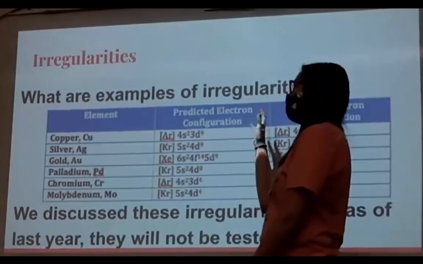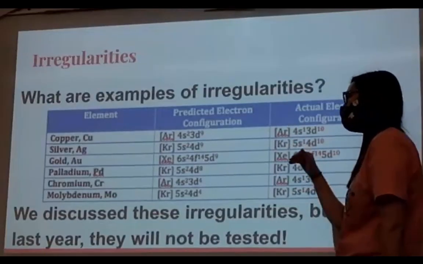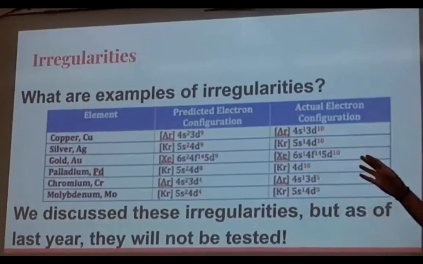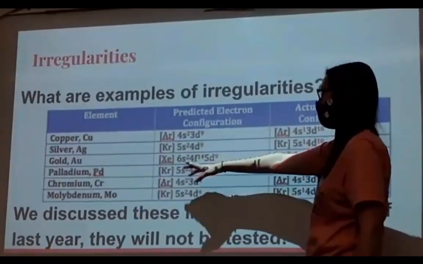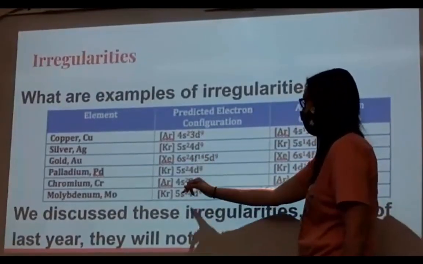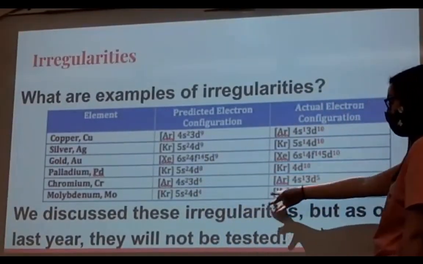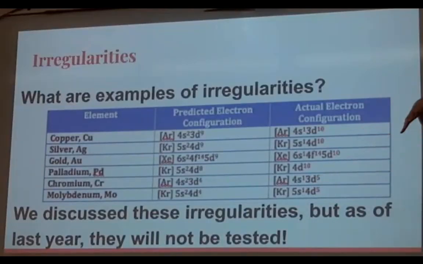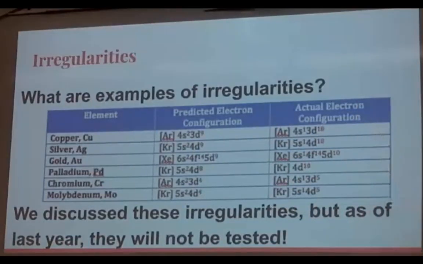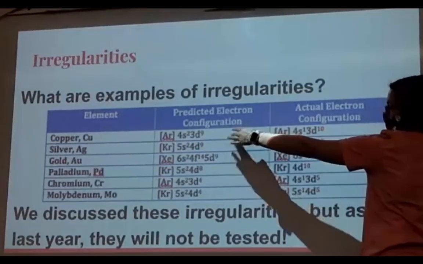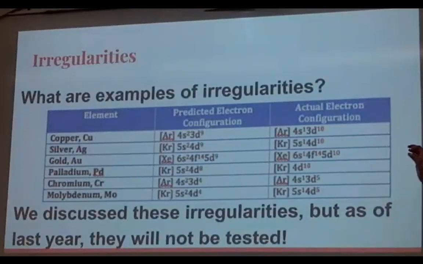So some examples, and I know I talked about them in the video: copper, silver, gold, palladium, chromium. These are the predicted configurations. You notice there's s2d9, s2d8, or s2d4. Normally, what we would do is half fill some of the higher level and completely fill some of the lower level. So we take from s2 d9 and go s1 d10. These are the actual configurations.